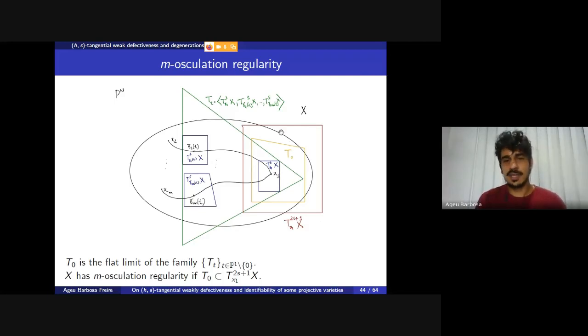Let me just observe that a variety which has m oscillation regularity means that we can degenerate m osculating spaces of X at different points, of a fixed order, here I fix the order to be s, into a single osculating space of X which has a higher order. In this case, we degenerate m osculating spaces of order s, m minus 1 osculating spaces of order s inside an osculating space of order 2s plus 1.